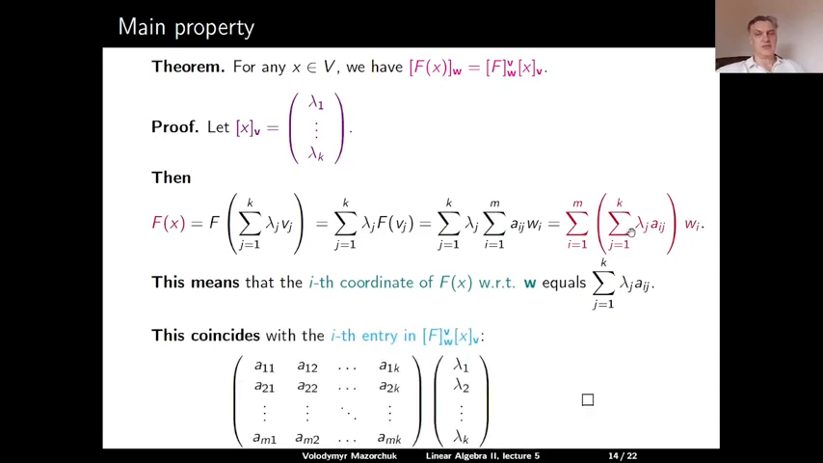And now we can simply check that this expression exactly coincides with the i's entry of this product. So this is the matrix of our linear map by definition. These are the coordinates of x in the basis bold V. And if we multiply these two matrices and look at the i's component, we will have ai1 times lambda1 plus ai2 times lambda2 plus and so on. This is exactly this expression. And this proves our theorem.